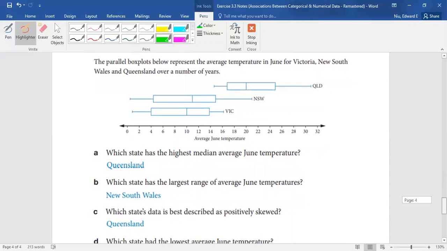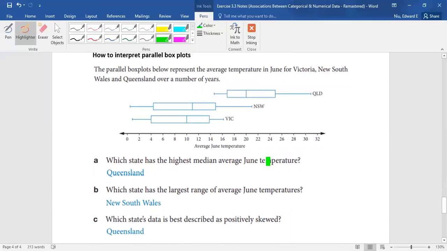Which data is best described as positively skewed? So data that's running away from the positive, stacking towards zero. You would say Queensland here because the majority of their box is concentrated towards the lower end. The shorter a whisker or a box is, the more data points are between these numbers. So they've got a cluster of days where they had temperatures between 16.5 and 20 degrees in June.